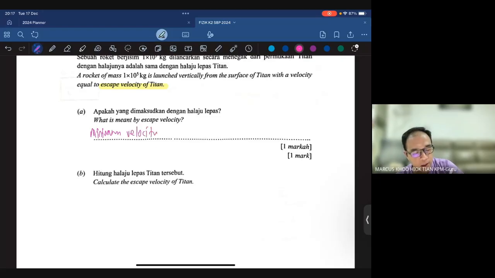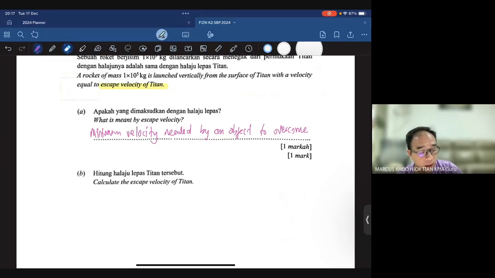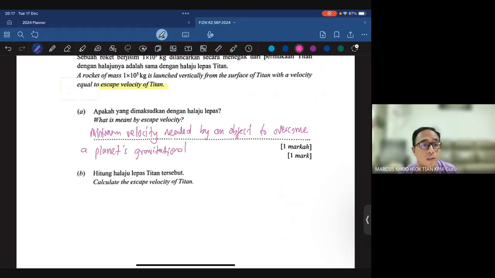Okay, minimum velocity needed by an object to overcome a planet's gravitational force. I think force is better. Okay, minimum velocity needed by an object to overcome a planet's gravitational force to escape to outer space.